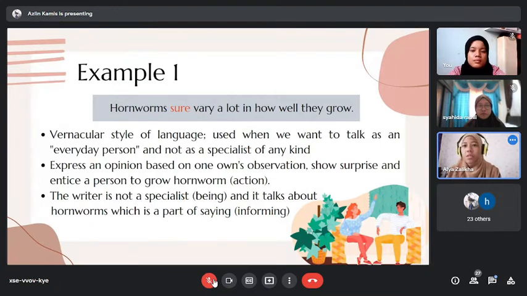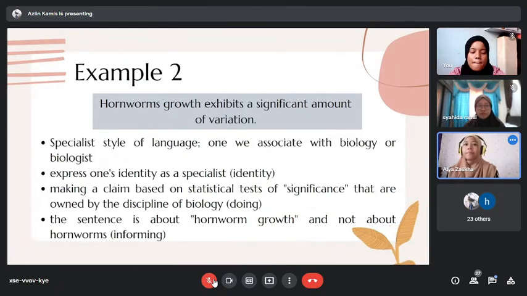So next, let's take a look at another example. The next sentence: hornworms' growth exhibits a significant amount of variation. This sentence is in a specialist style of language, one we can associate with biology or biologists. It expresses one's identity as a specialist. It means the writer studies hornworm growth, so it means that they are a researcher.